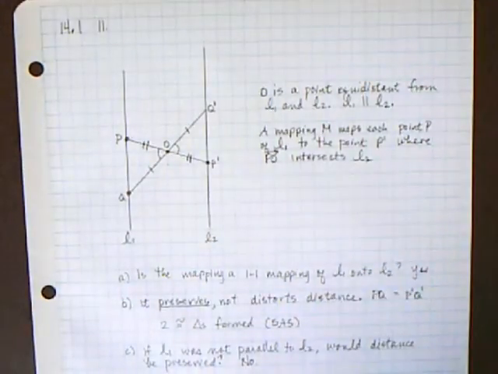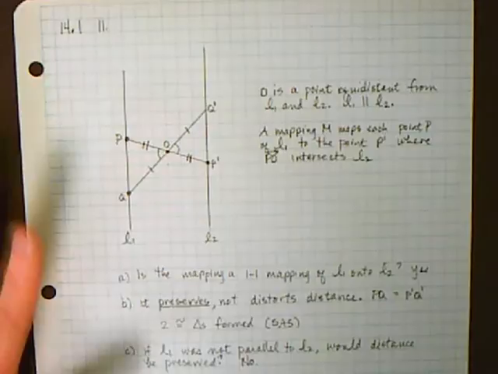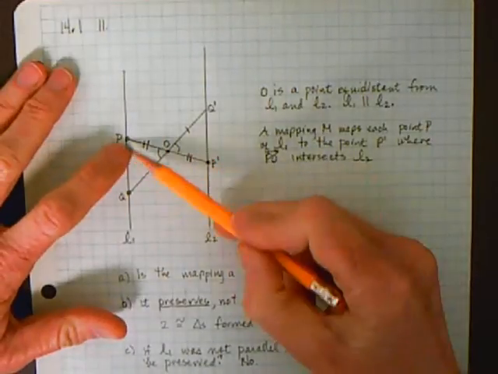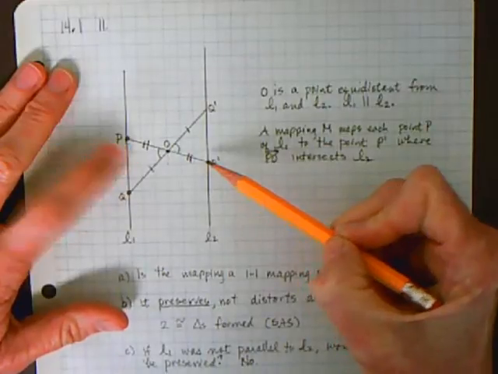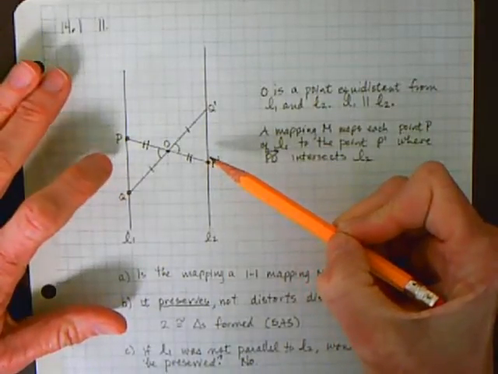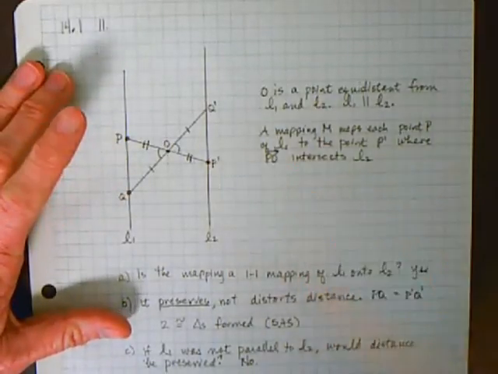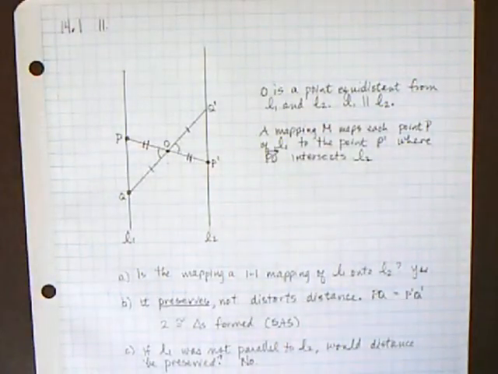Now, the first question is, is the mapping a one-to-one mapping of L1 onto L2? And so 1-to-1 means every P has a P prime and every P prime has a P. And you can see that that's the case. All right, so yes, it is a one-to-one mapping.